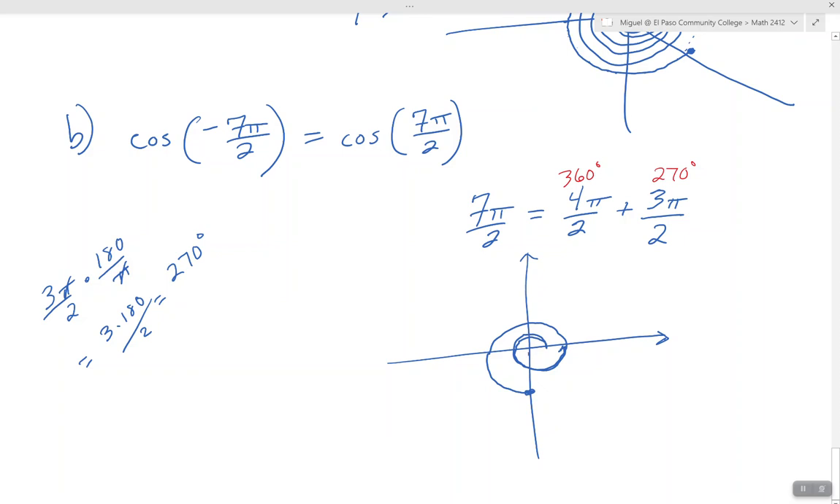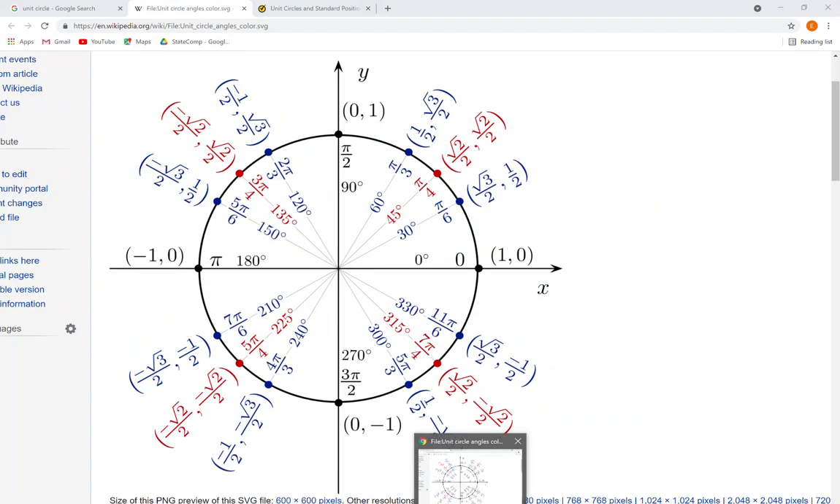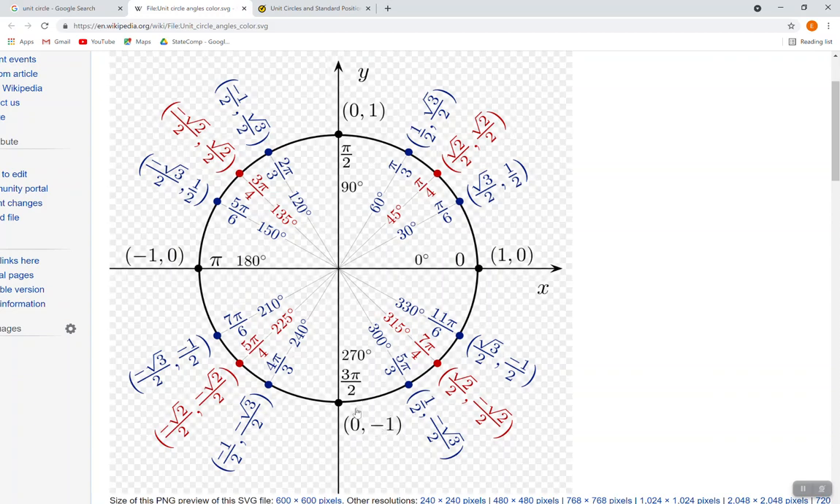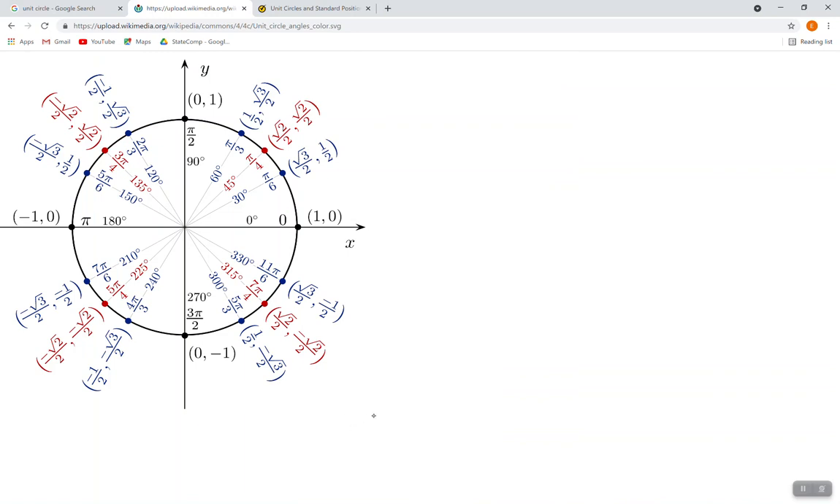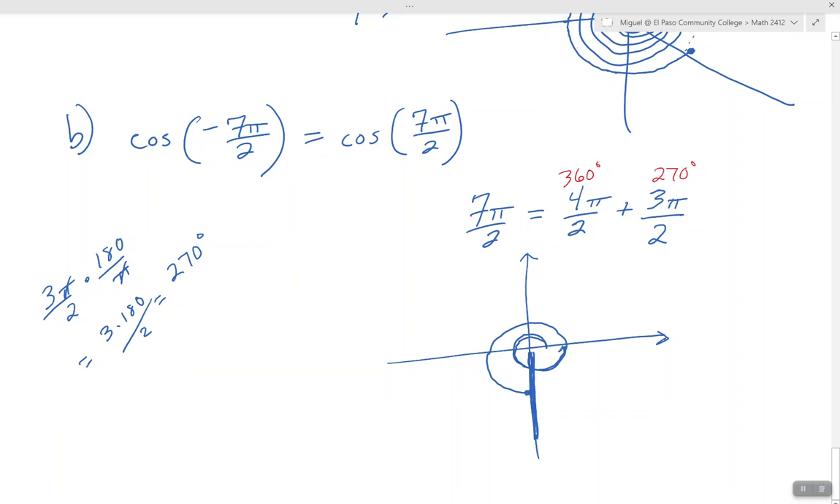Because that brings us to the y-axis here, you'll be using the point, this point, the 0, -1 point down here on the unit circle. That's what you would use. So what is the cosine, x or y? X value here is 0. So this would be 0.